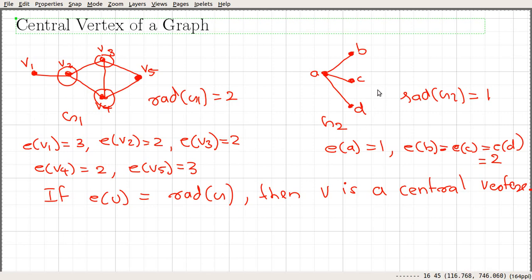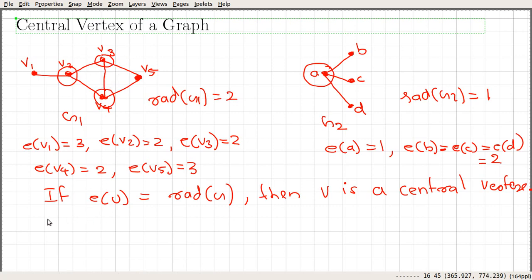If you look into this graph, you can see that the eccentricity of A is 1 and the eccentricity of B, C and D is equal to 2, and only A matches the radius, so the center of this graph is A. You can see that A lies somewhere in the center. Similarly, in the other graph, these three vertices lie in the center. So that's why these vertices are called the central vertices in this graph.